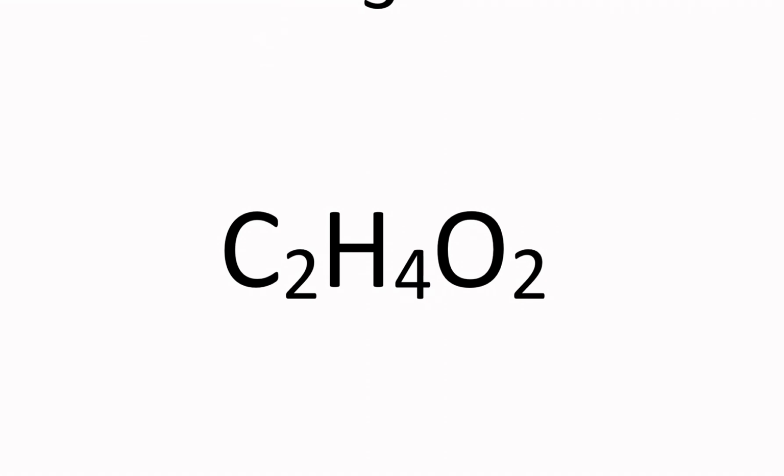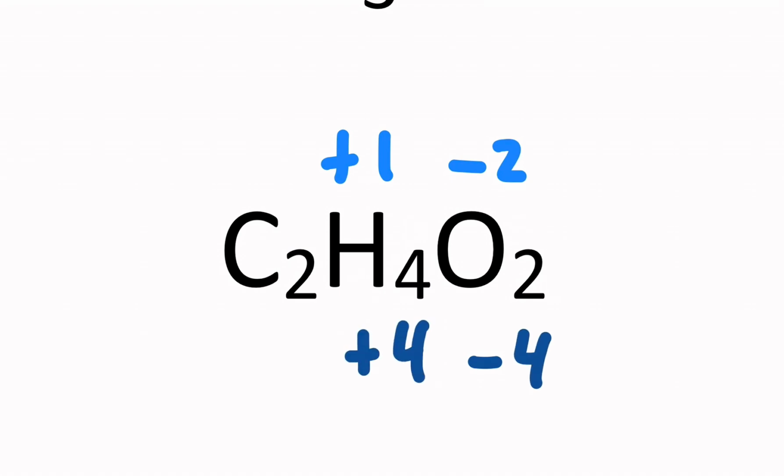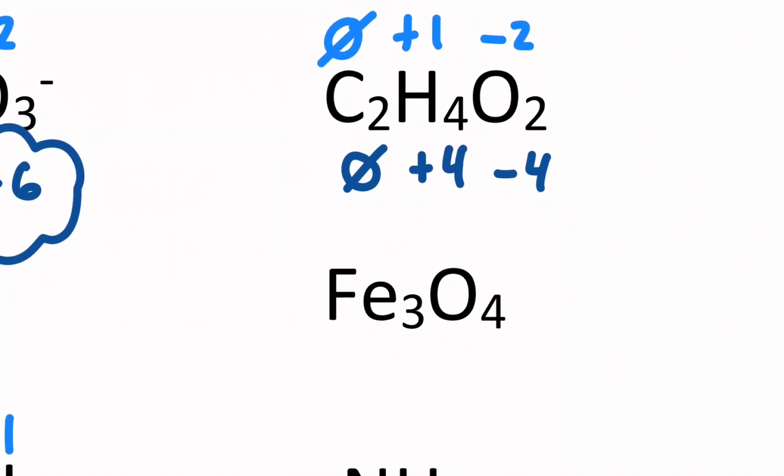C2H4O2, wow, well let's start with the most electronegative. Oxygen is -2. Hydrogen would be +1, and then as a result I figure out the carbons. I'm going to keep track of my tally again. 2 oxygens is -4. 4 hydrogens is +4. That actually means that the carbons have to add up to 0, so each carbon has an oxidation state of 0.